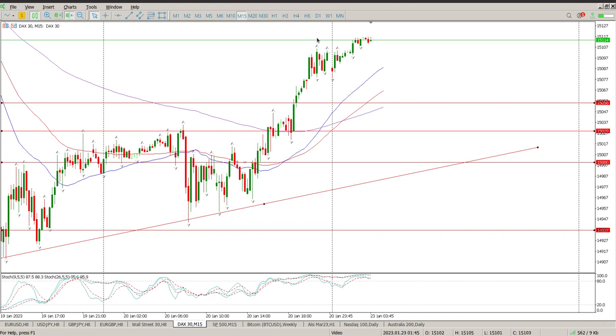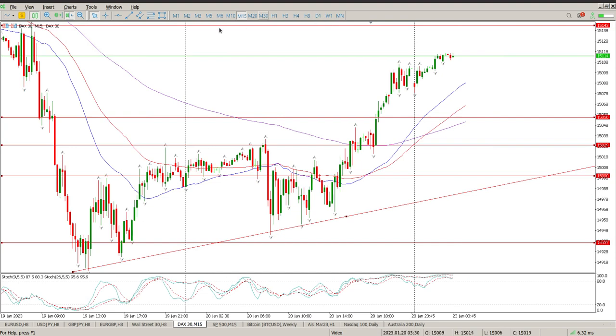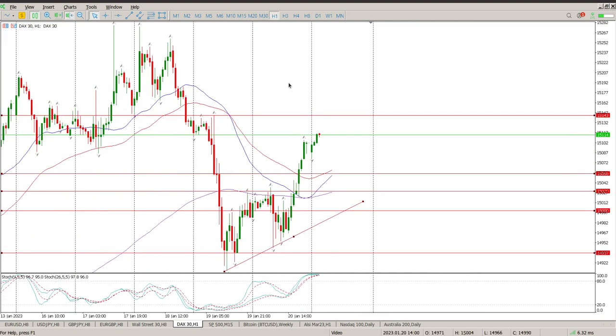I'm very reluctant in jumping in long up here. I don't like what I'm seeing. I would prefer to be buying off some structure. Bear in mind, 15,000 drops us below the moving averages again, and that just puts me back sitting on my hands. So probably worthwhile just taking a deep breath and waiting to see what's going to happen.